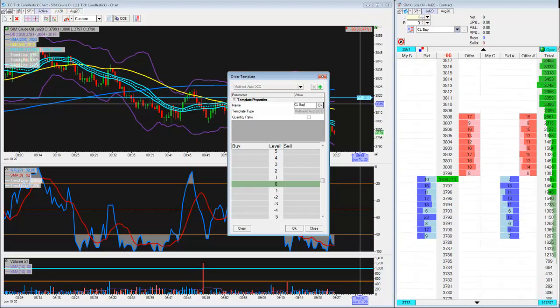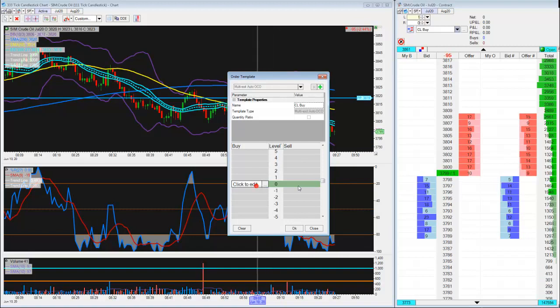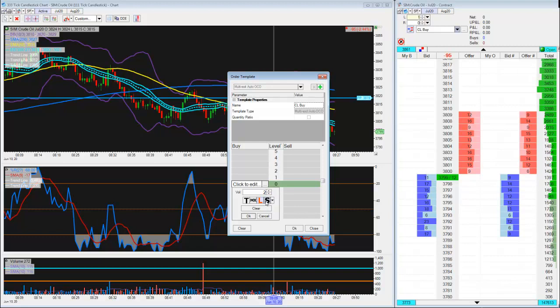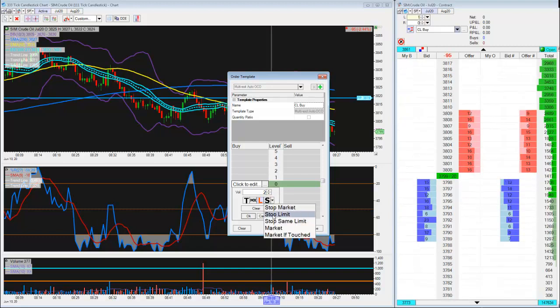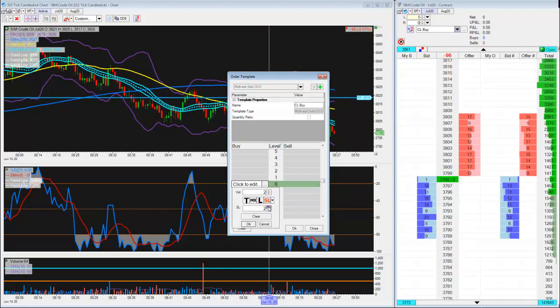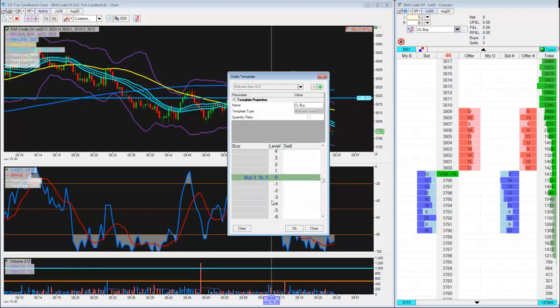Try this again. I think it was set as a standard batch. Buy two. Stop limit, 3 ticks. Okay.